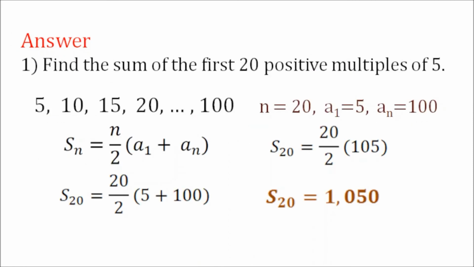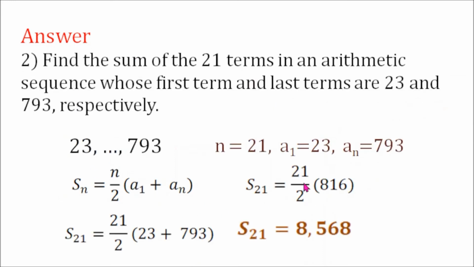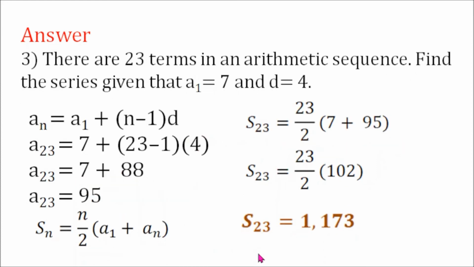For item number 1, our answer is 1050, and these are the details of our solution. For item number 2, it's 8568, and these are the details of our solution. And for item number 3, the answer is 1173, and these are the details of our solution.